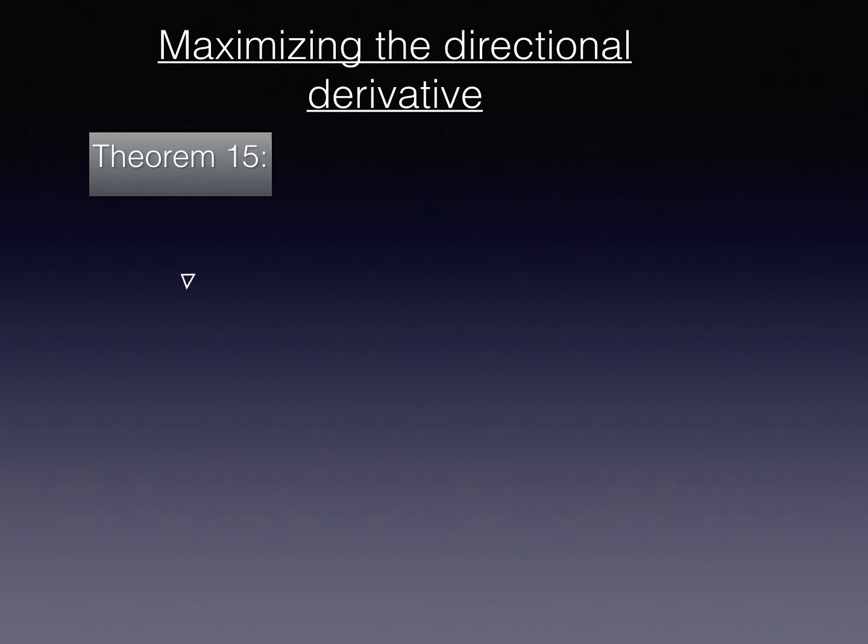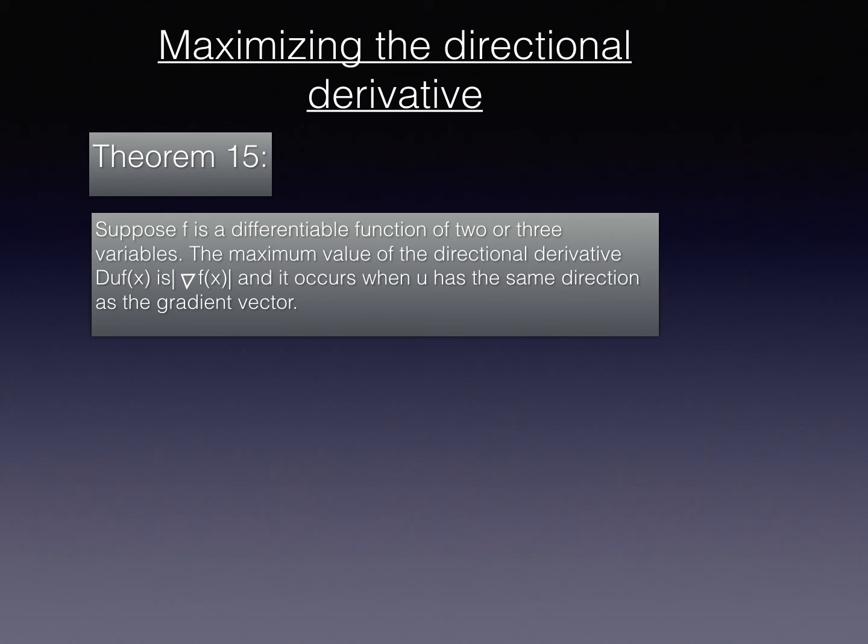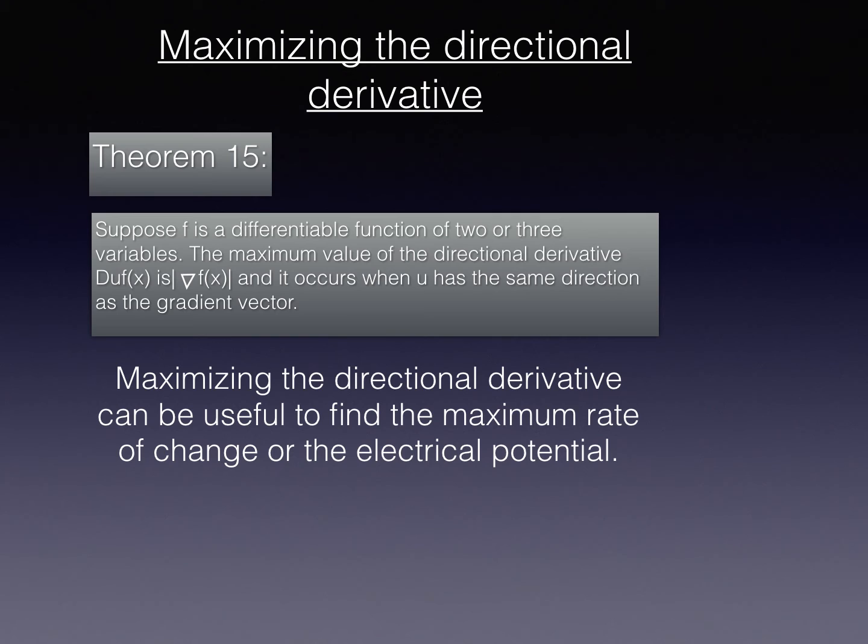The next thing I would like to discuss is maximizing the directional derivative. Theorem 15 states that suppose f is a differentiable function of 2 or 3 variables. The maximum value of the directional derivative D_u f(x) is of the form as shown, and it occurs when u has the same direction as the gradient vector. Maximizing the directional derivative can be useful to find the maximum rate of change or the electrical potential.